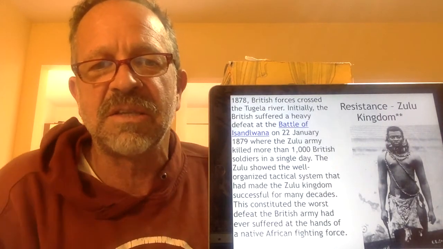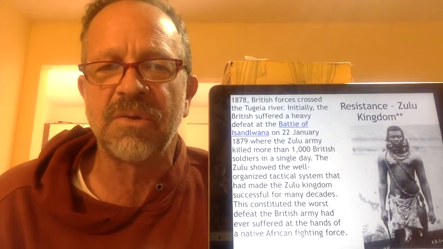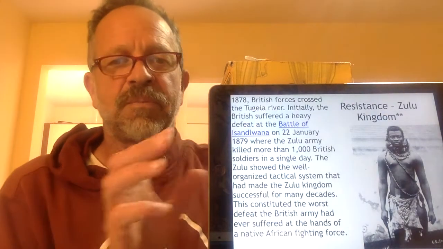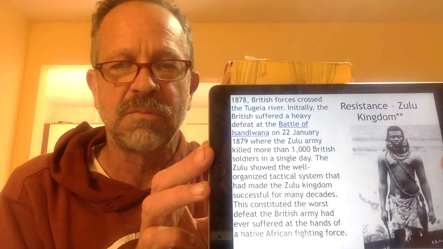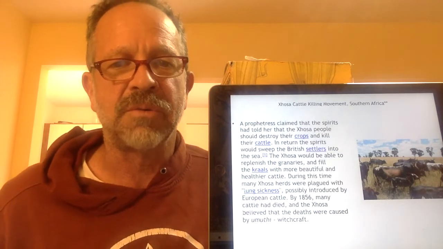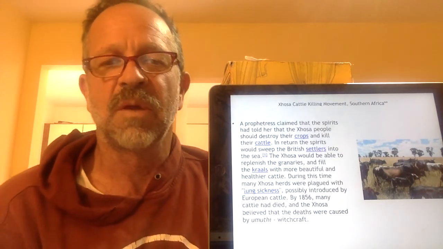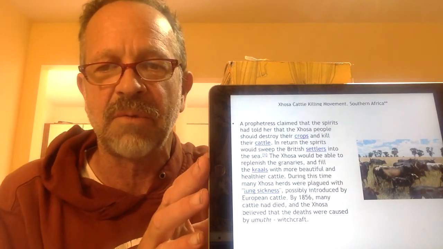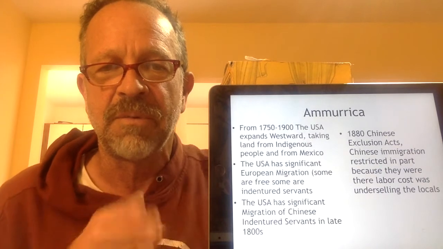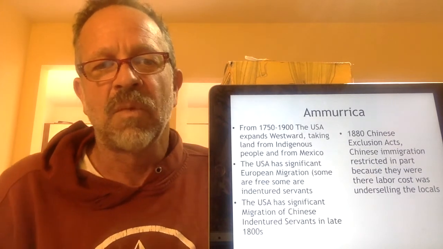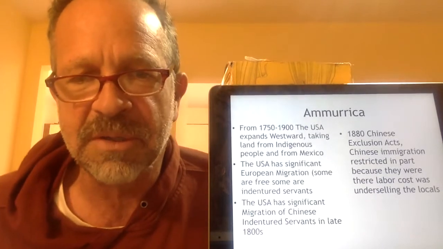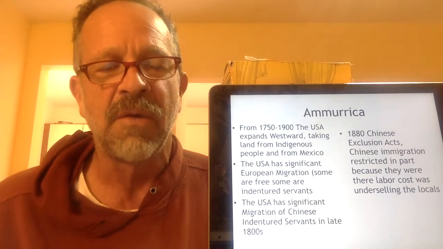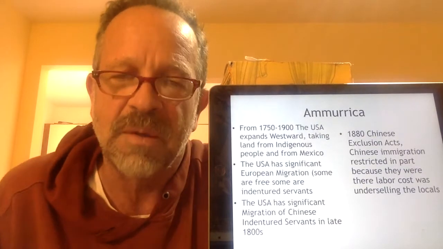There's all kinds of resistance to European colonial rule. The Zulus resist. Good job, Zulus. There's religious movements, like the Xhosa cattle killing movement, hoping that if they killed their cattle, they would get the Europeans to leave. In America, we also are doing some imperialism, and if you weren't aware, expanding westward, there were apparently some people living there before the Europeans arrived and took the land from them.